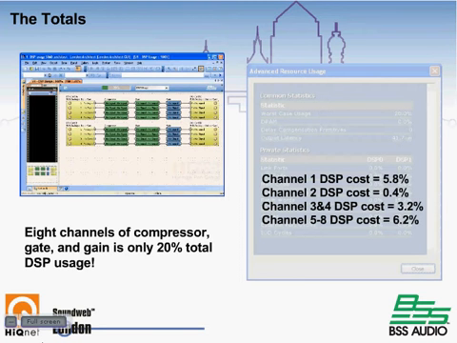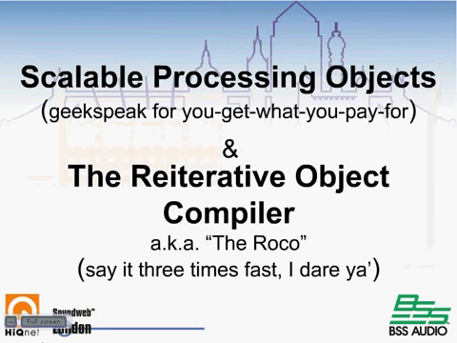Now, something else that goes right along with that is a thing called scalable processing objects and the reiterative object compiler. Outside of this class, I almost never say reiterative object compiler. Instead, we call it the ROCO. And the reason is, you're at a trade show talking to people. If you tell them about the ROCO, you're much less likely to spit on them if you say reiterative object compiler. ROCO is a safe name. Better name to use. Scalable processing objects.